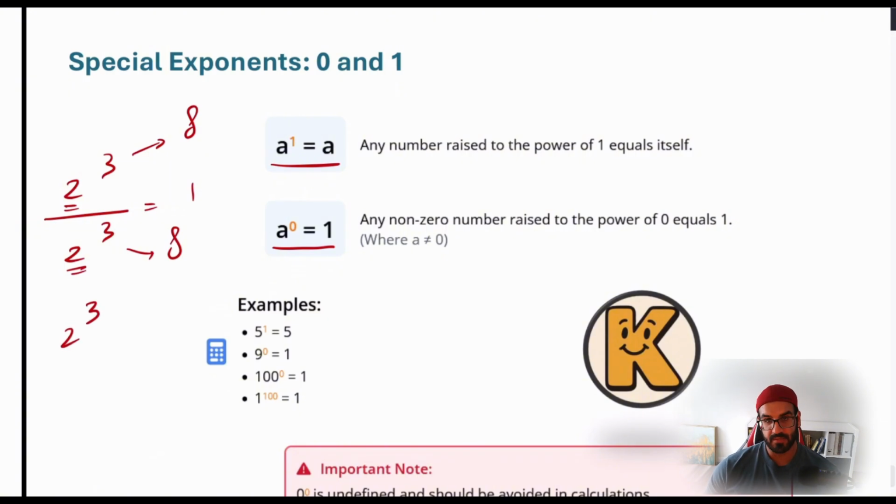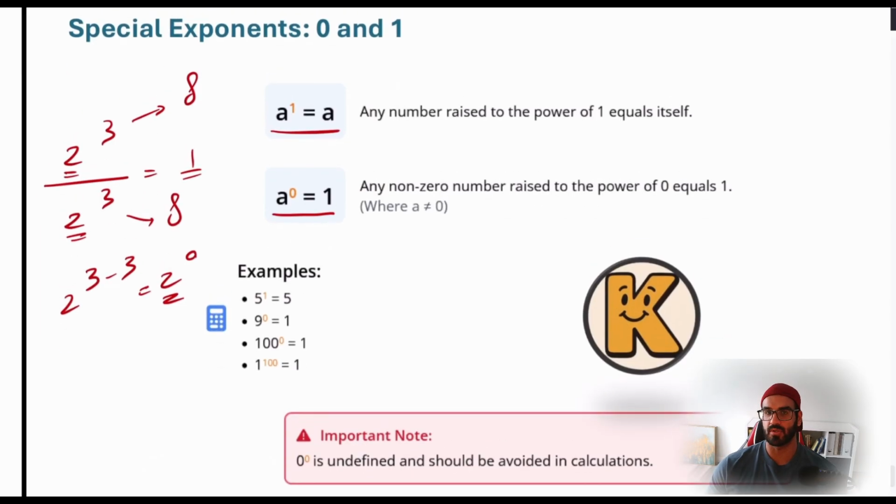I would keep the base and I just subtract those exponents or powers from each other. So I do have 2 to the power of 0. I already knew that 8 divided by 8 was 1, so 2 to the power of 0 is also 1 as well. So this is a rule, a simple example to show you why any number to the power of 0 is 1.